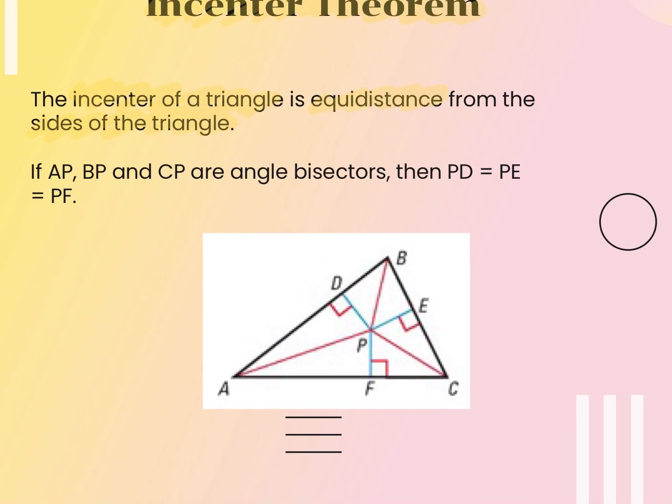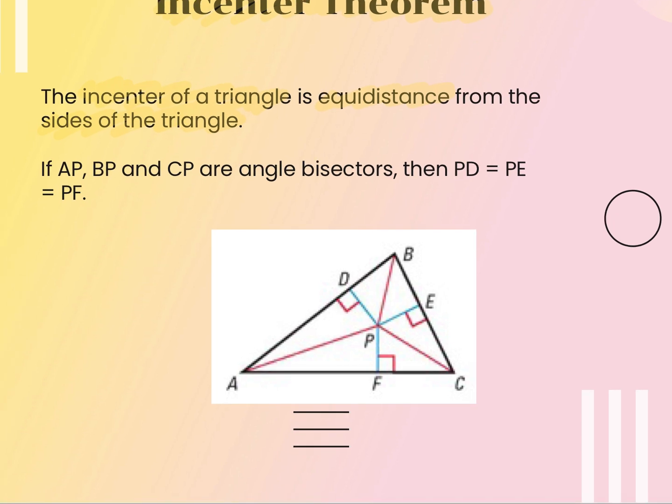Let's look at this picture. We're told that lines AP, BP, and CP are all angle bisectors, and they meet at point P. Well, point P is the incenter then, because it's created by the intersection, the point of concurrency, of angle bisectors.